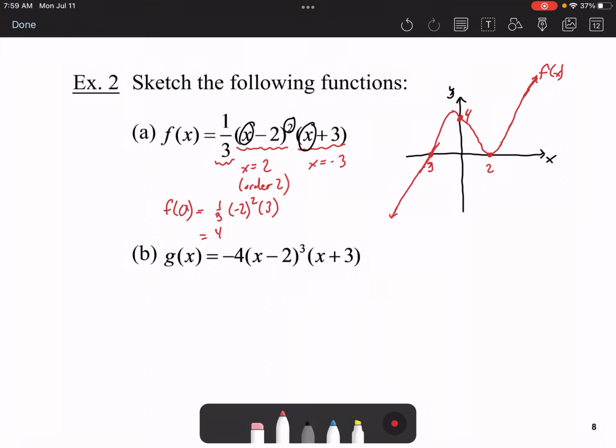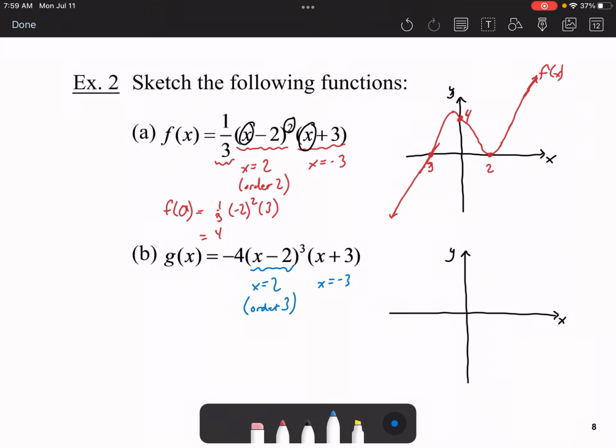Okay, so let's sketch g of x. I'm going to start out by just drawing a Cartesian plane. Again, I can recognize my zeros as x equals 2 and x equals negative 3. x equals 2 in this case turns out to be of order 3. Hey, look at that. The zeros are the exact same spot. Interesting.